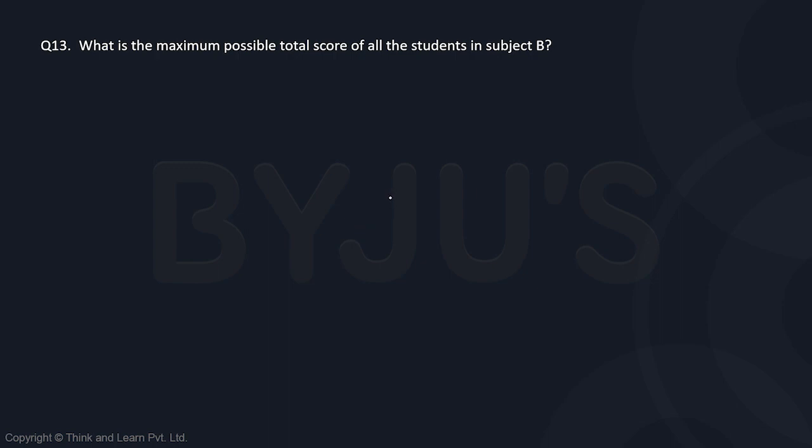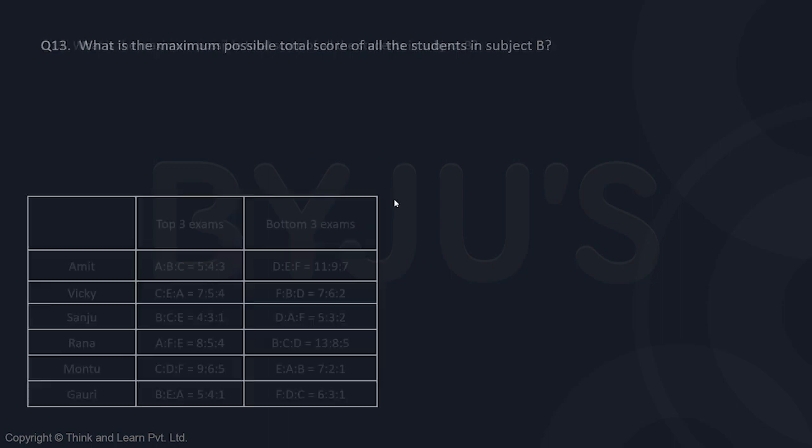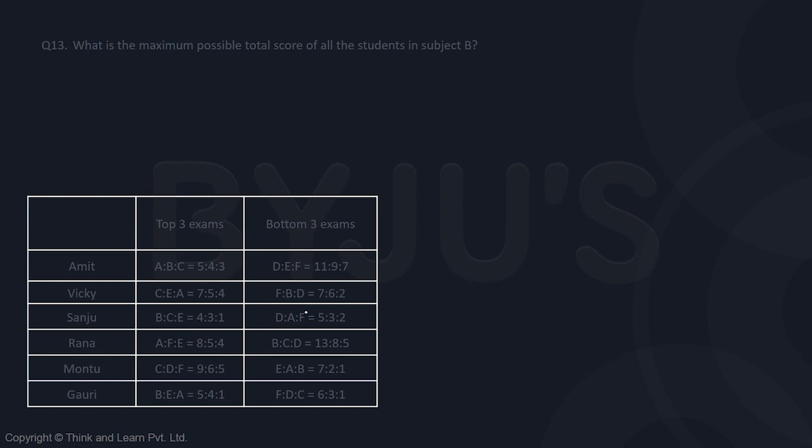Next, what is the maximum possible total score of all the students in subject B? Now we have to maximize the scores. The way we did before, once again, let's do it. In case of Amit, by what maximum number can I multiply them so that none of them becomes more than 50? I can multiply them by 10. In that case, score in B will become 40.